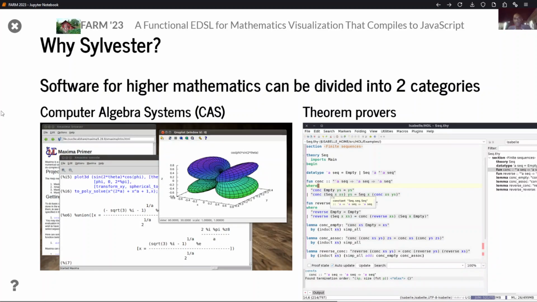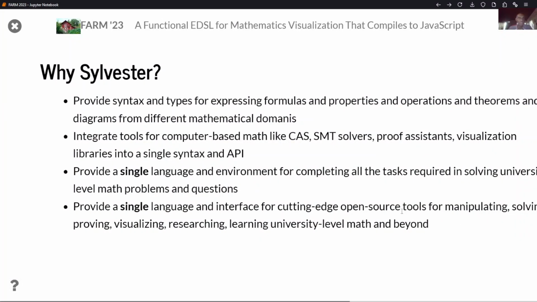Right now, for software for higher mathematics, we have computer algebra systems and we have theorem provers, and it's kind of split between these two general categories of software. What Sylvester tries to do is give you a syntax for expressing these different aspects of mathematics, a single language, a single interface for doing all these things. So you can have a single language and a single environment, like Jupyter notebooks, where if you're solving university level math problems, you can do that. And of course, as the language develops, it can go beyond that, to research. That's the broad view of Sylvester.